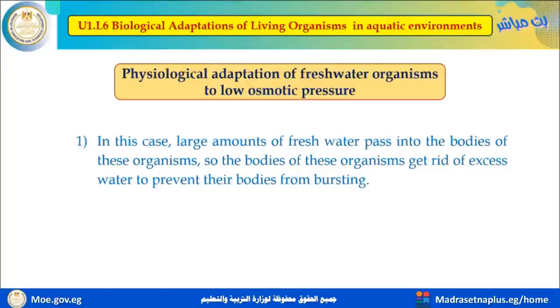Physiological adaptation of freshwater organisms to low osmotic pressure. In this case, large amounts of fresh water pass into the body of these organisms. Why? Because the concentration inside the body of this organism is higher than the concentration surrounding it in the fresh water. So the fresh water will flow from the low concentrated, high osmotic pressure to the high concentration. It is the body of the living organism which has low osmotic pressure.